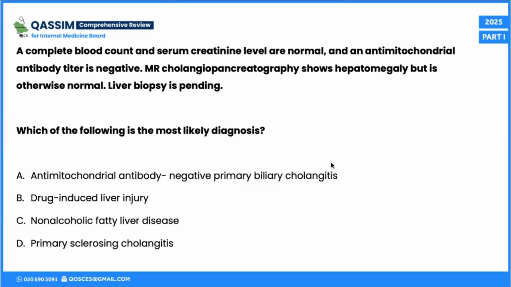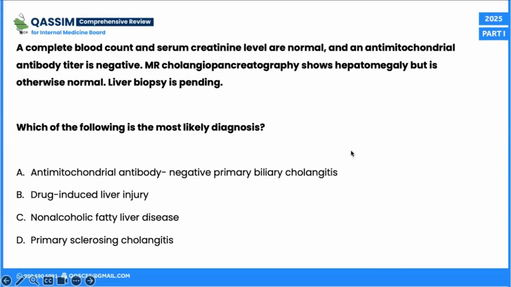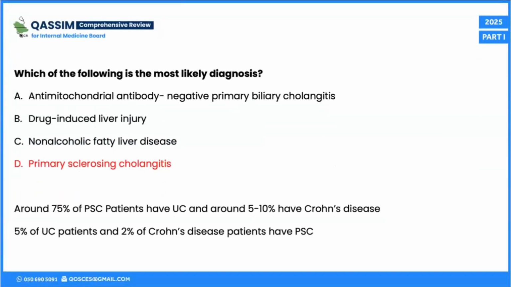Okay, so a majority are going with primary sclerosing cholangitis. This is a straightforward question about a patient with primary sclerosing cholangitis. I think all or most of you are familiar that there is a strong association between inflammatory bowel disease and primary sclerosing cholangitis. There is no correlation between the activity of inflammatory bowel disease and the activity of primary sclerosing cholangitis. Around 75% of primary sclerosing cholangitis patients have ulcerative colitis, and 5 to 10% have Crohn's disease.